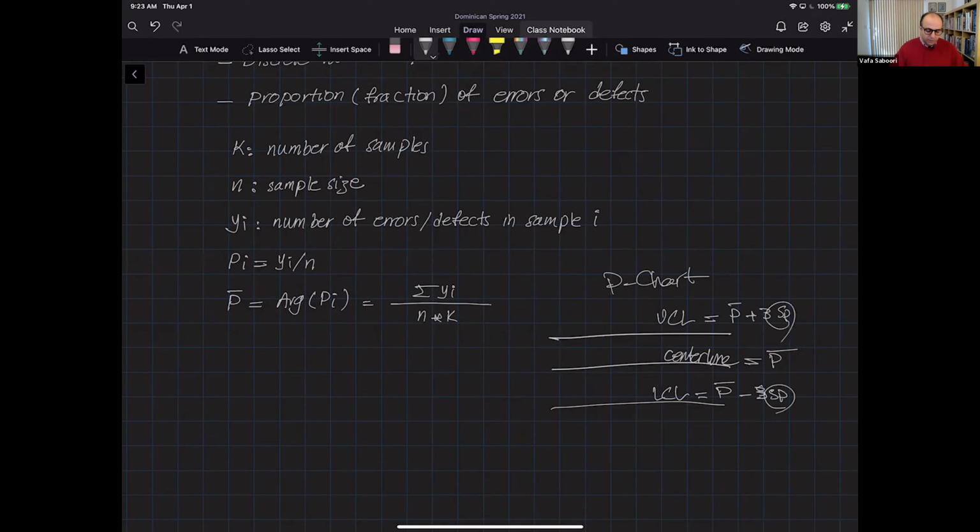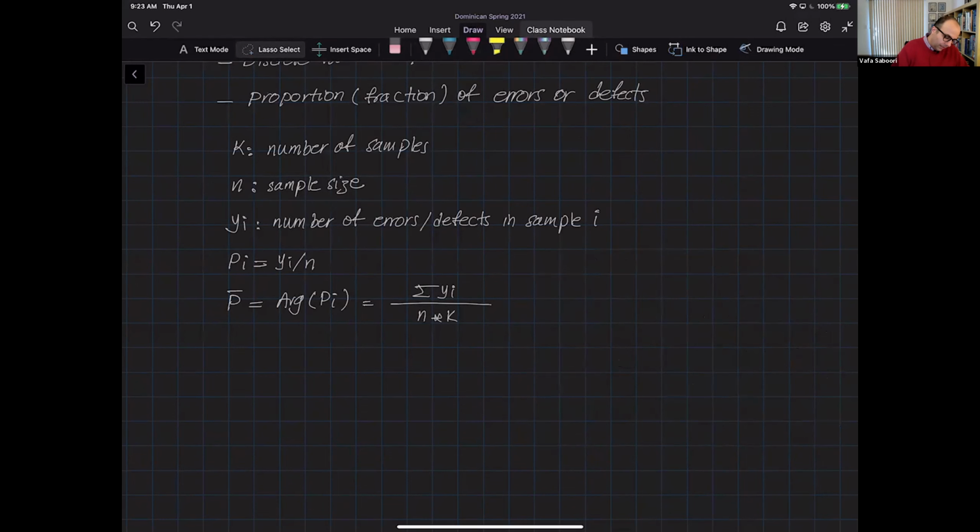So what does it mean? So far I have p bar, which means that I need to calculate the standard deviation. Let's clear this up and see how we can calculate it. The standard deviation of the proportion, or s sub p, is given by this formula: the square root of p bar times 1 minus p bar, divided by n. So the standard deviation of the proportion is the square root of p bar, the average of proportions of errors, times 1 minus p bar divided by n.